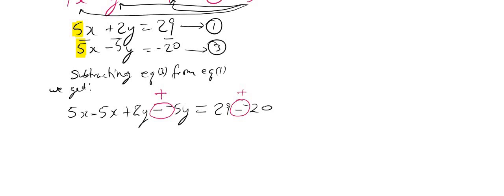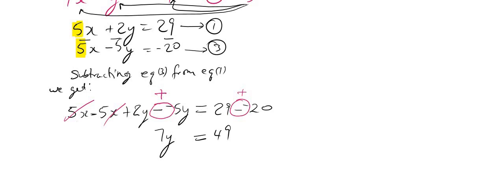So let's simplify this. What is 5x minus 5x? Of course, this will give us 0. That was the reason why we subtracted, to eliminate the x's. So now we only have y's to work with. So 2y plus 5y, that'd be 7y, equals 29 plus 20. That's 49. So let's go back and correct that. 7y equals 49.